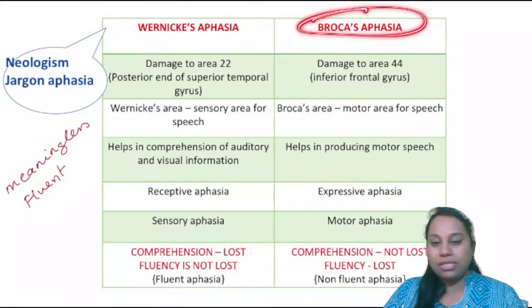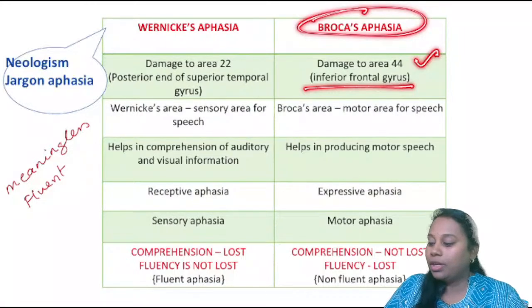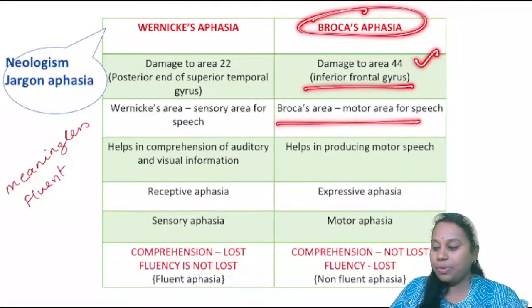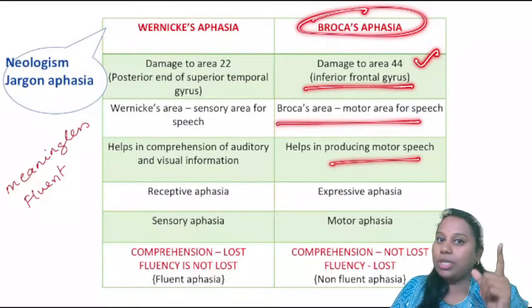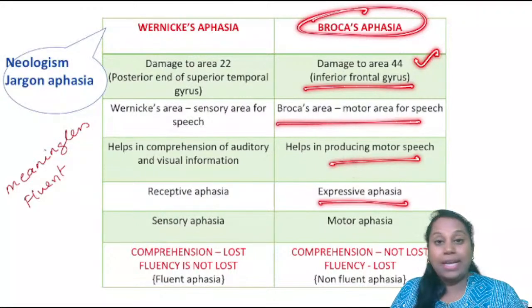Over to Broca's aphasia, damage to area 44. Where is Broca's area? Inferior frontal gyrus. So it is in the frontal lobe. Broca's area is the motor area for speech, and helps to produce speech because Broca's area has connection to the motor cortex. From the motor cortex, you have impulses to the speech muscles, and that is how we speak. So it helps to express the word. You're speaking the word, you're expressing.